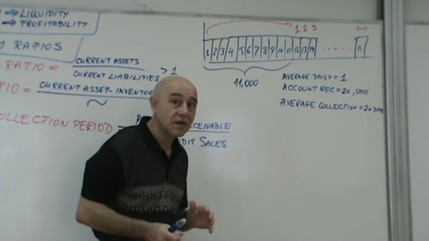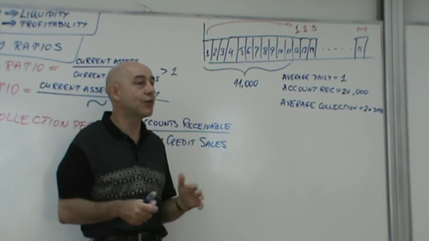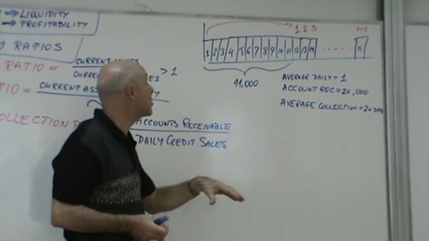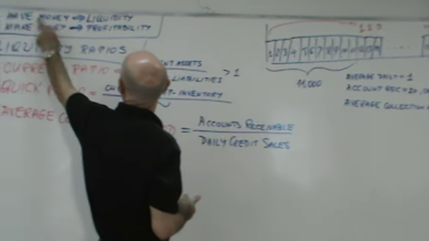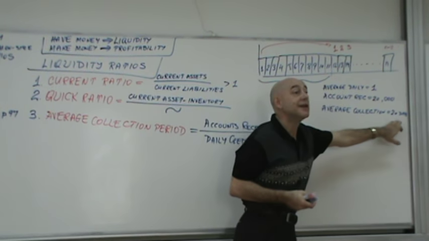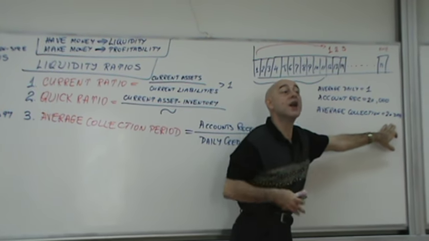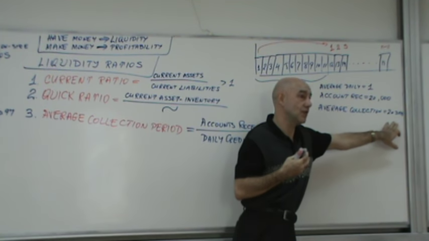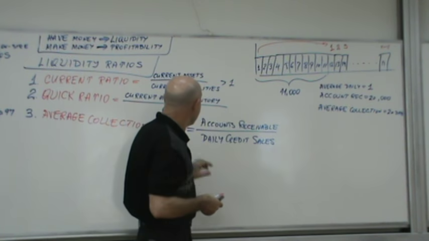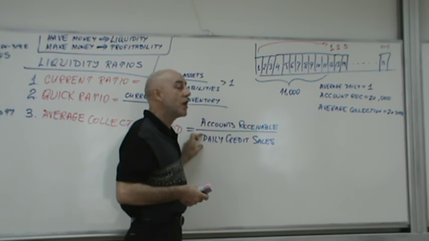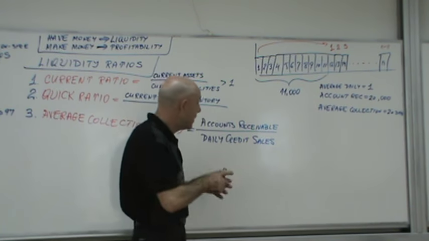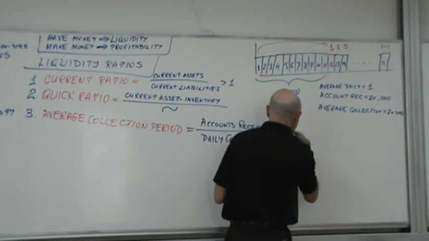All right. Well, it's a very good piece of information. It tells you how quickly you get your money back. So remember, do you have money? Here, the question is, are you gonna get the money back within 20 days, or within 11 days, depending on the exam. Now, what about daily credit sales? What's the average daily sale? Okay, well, that's very simple and very easy.